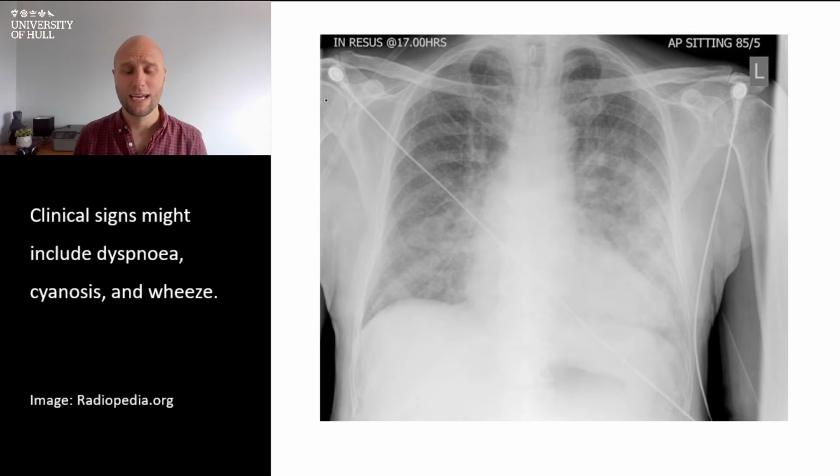Okay, and again with pulmonary edema, you might expect the patient to experience difficulties breathing, so dyspnea, and cyanosis, which is a very late sign of hypoxia, so they begin to go blue because those red blood cells aren't carrying very much oxygen. And again you might hear an expiratory wheeze as the person tries to breathe out, and they have all this fluid within the lung tissue.